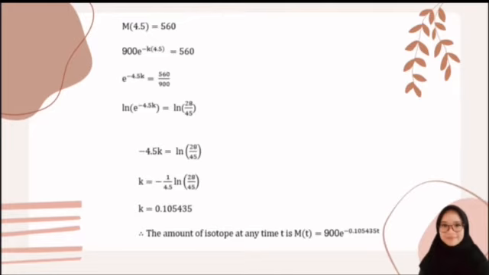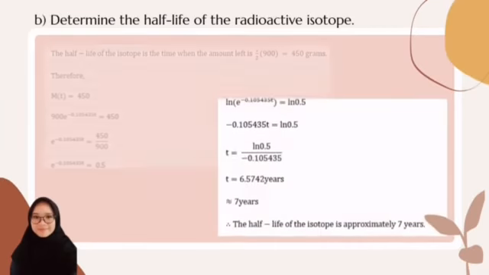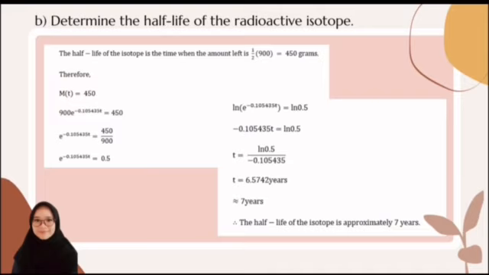0.105435. Thus, the amount of isotope at any time t is M(t) equals 900 e to the power negative 0.105435t. The second problem is we want to determine the half-life of the radioactive isotope. The half-life of the isotope is the time when the amount left is half of the initial, which equals 450 grams. Therefore, M(t) equals 450.